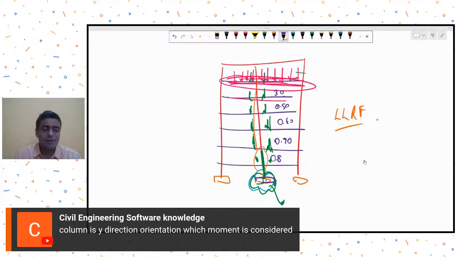Civil engineering software knowledge is asking, column in y direction orientation, which moment is considered? Question not understood.